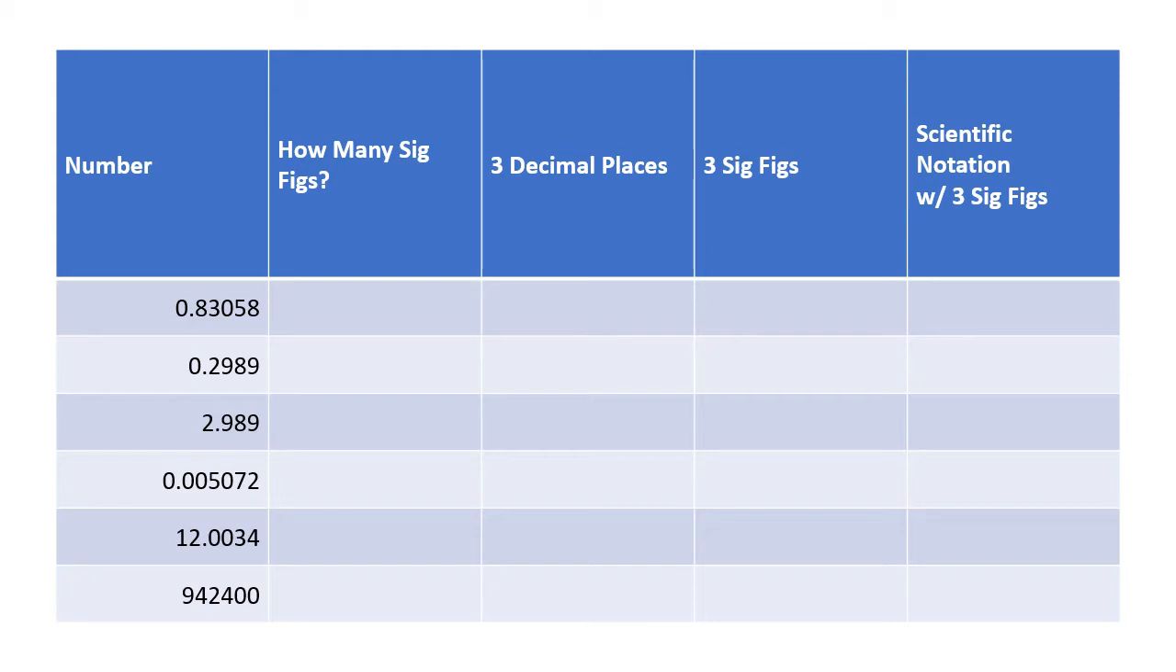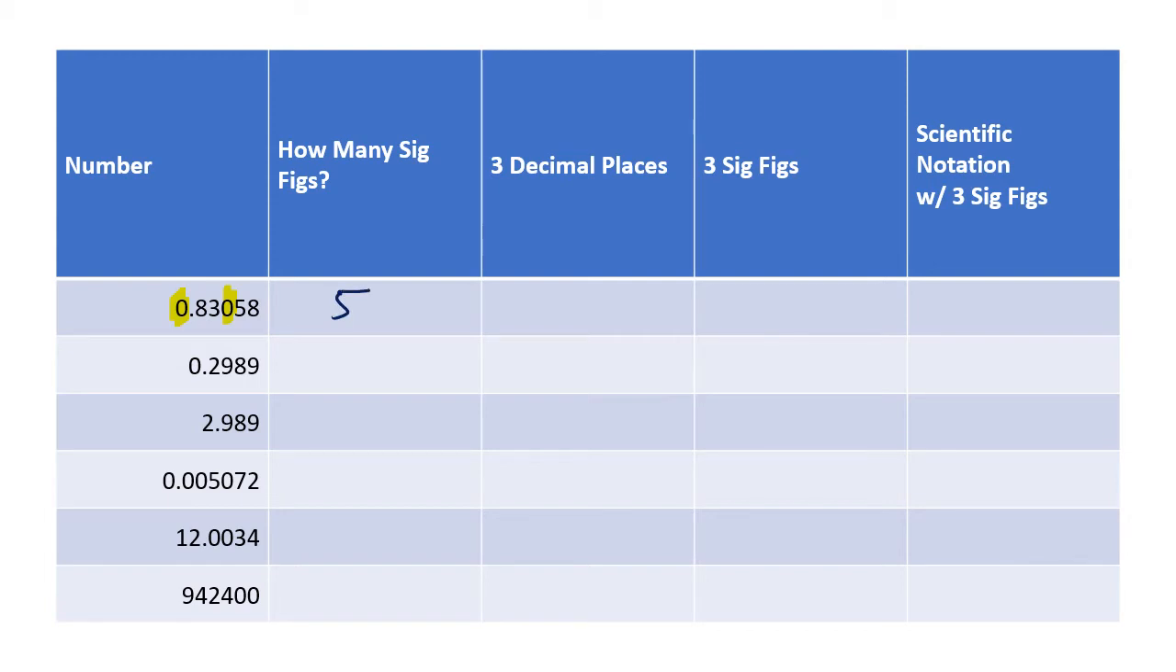Admit it, you just waited for me to tell you the answers. All right, how many significant figures does this first number have? Well, this first 0 doesn't count because it's not between any other digits, but this 0 counts because it's between some digits. So we would say that this has 5 significant figures.